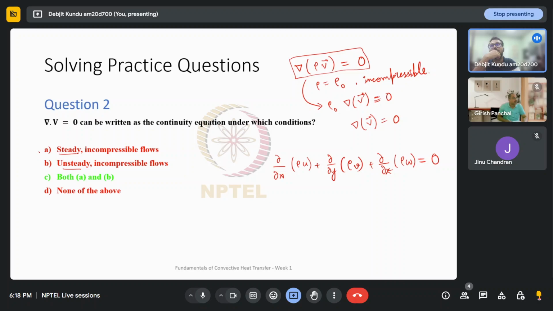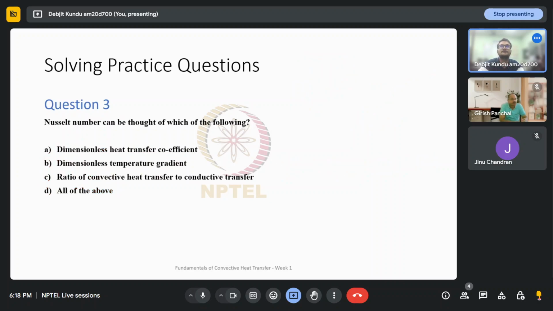Okay, so that's why option A and option B both are correct, and in this case the correct solution would be option C, which says it should be both A and B. Any questions on this? All right, so let's keep moving. We'll move on to question number 3 now.